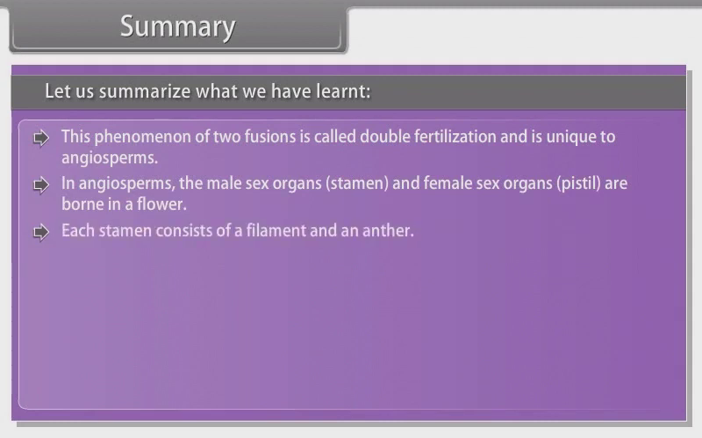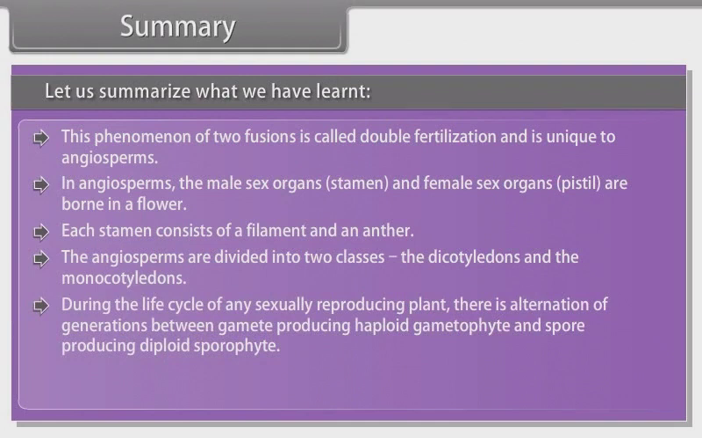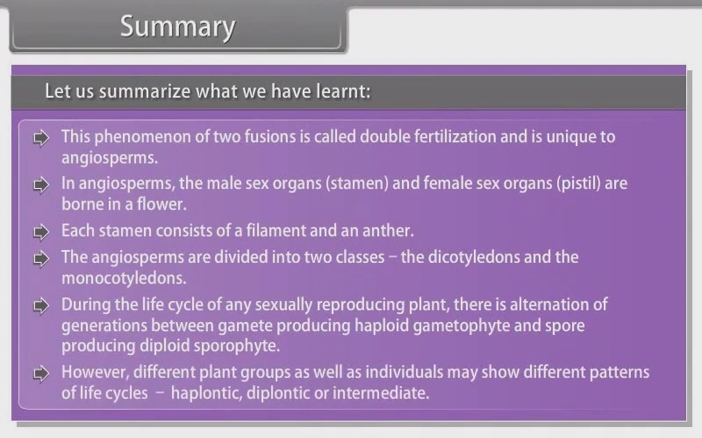Each stamen consists of a filament and an anther. The angiosperms are divided into two classes, the dicotyledons and the monocotyledons. During the life cycle of any sexually reproducing plant, there is alternation of generations between gamete-producing haploid gametophyte and spore-producing diploid sporophyte. However, different plant groups as well as individuals may show different patterns of life cycles: haplontic, diplontic, or intermediate.